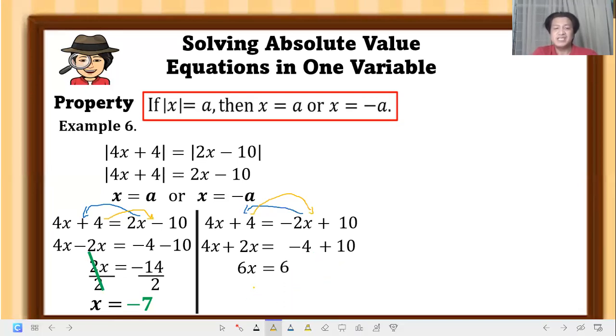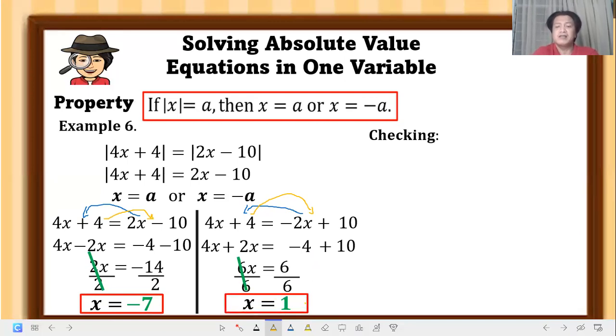That is positive 6. Then you can now divide both sides by 6 para ma-cancel natin yung numerical coefficient. And therefore, what is now 6 divided by 6? Yan ngayon yung value natin sa pangalawang solution. That is 1. So therefore, we can say that the solution set is negative 7 tsaka 1.